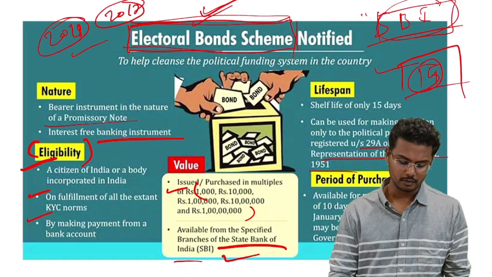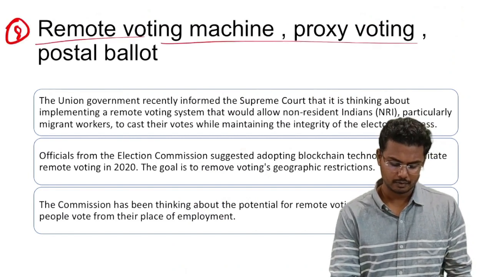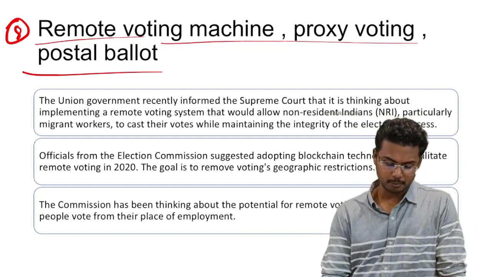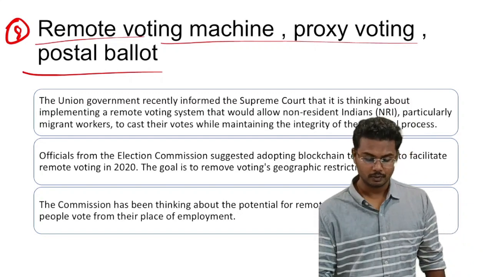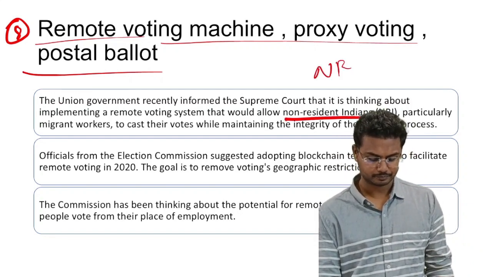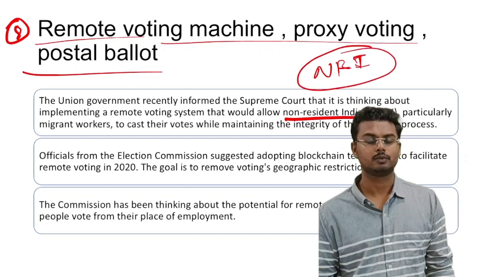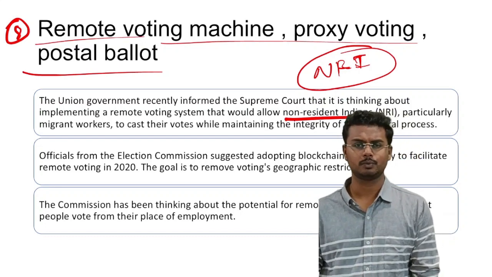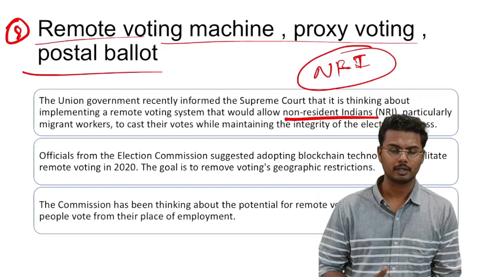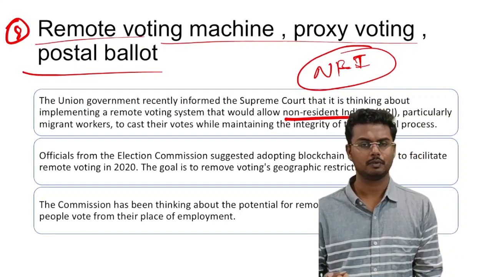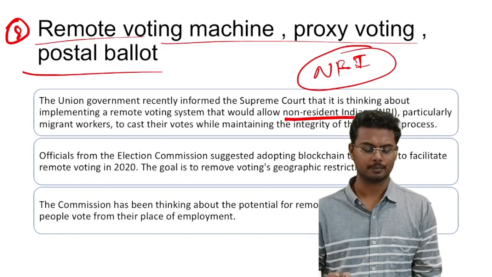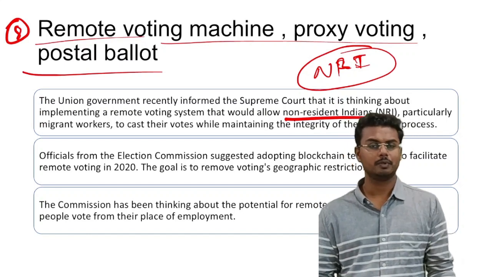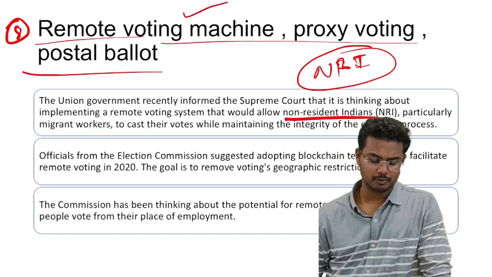All right. Next we have remote voting machine. The Union government recently informed the Supreme Court that it is thinking about implementing a remote voting system that would allow non-resident Indians, that is NRIs. See, presently, NRIs do not have any facility to cast their vote while residing abroad. So it becomes really difficult for them to come to India to vote during the times of election, maybe because of financial constraints or travel expenses, etc. But to make way for these NRIs to cast their vote during elections, the government is thinking of implementing the remote voting machines.